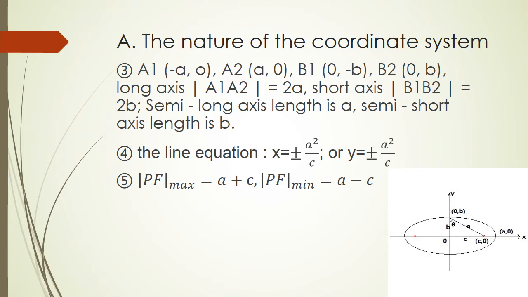Number 4, the directrix equation. X equals plus or minus a squared over c, or y equals plus or minus a squared over c. Number 5, the maximum length of PF equals a plus c. The minimum length of PF equals a minus c.